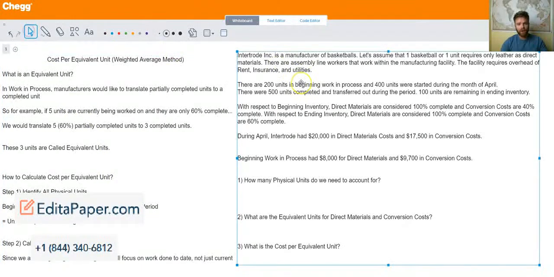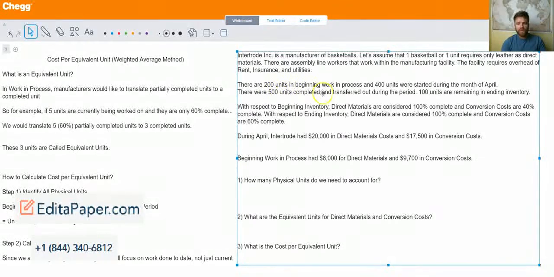Now let's go ahead and focus on a problem here. So I used the same example from the FIFO video that I did. So Intertrode Inc., they manufacture basketballs. Let's assume that one basketball or one unit requires only leather as direct materials. There's assembly line workers that work within the manufacturing facility. The facility requires overhead of rent, insurance, and utilities. So we divide these into 2 different cost pools, direct materials and conversion costs. Now once again, conversion costs is direct labor and overhead.